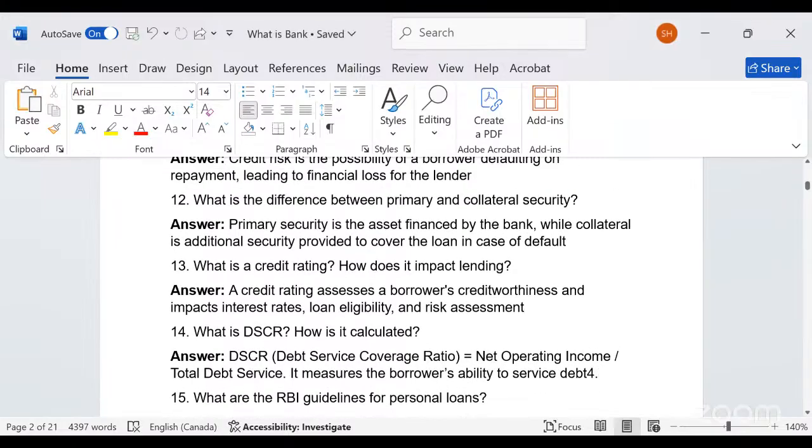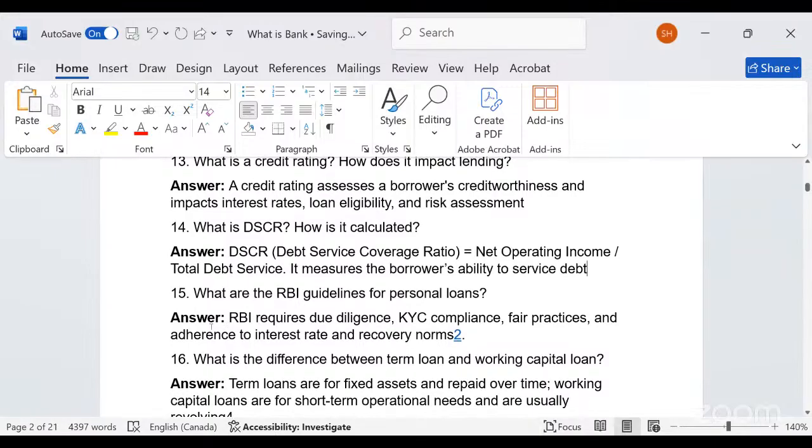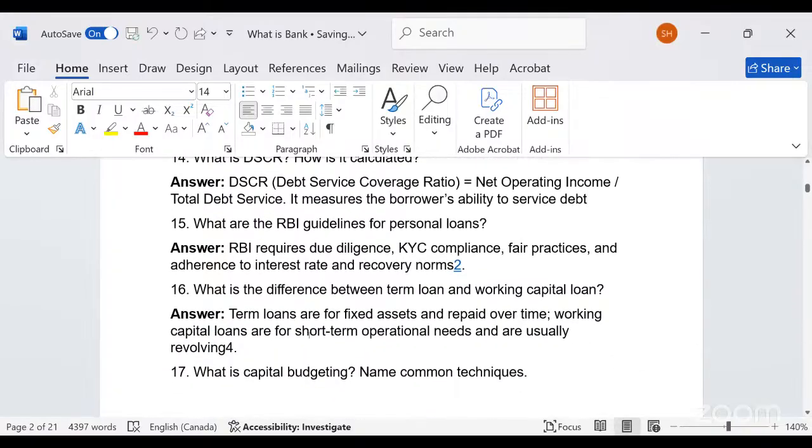Then, what is DSCR? How is it calculated? DSCR is equal to net operating income divided by total debt service. It measures the borrower's ability to service debt. What are the RBI guidelines for personal loans? RBI requires due diligence, KYC compliance, fair practices, and adherence to interest rate and recovery norms.